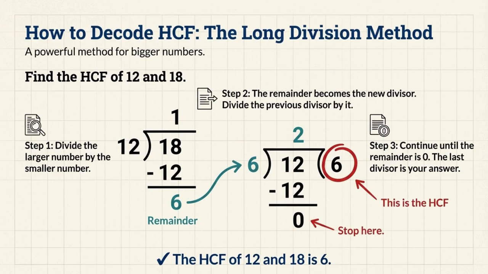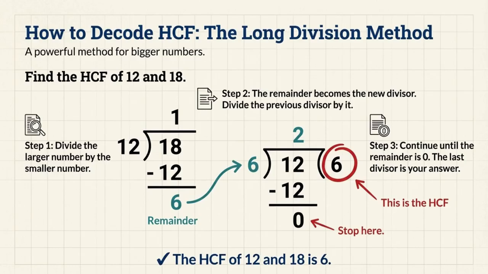For HCF, listing factors is slow. We will use the long division method. It looks like a loop. Watch closely. Let's find the HCF of 12 and 18. Step 1. Divide the big number 18 by the small number 12. 12 goes into 18 one time. The remainder is 6.